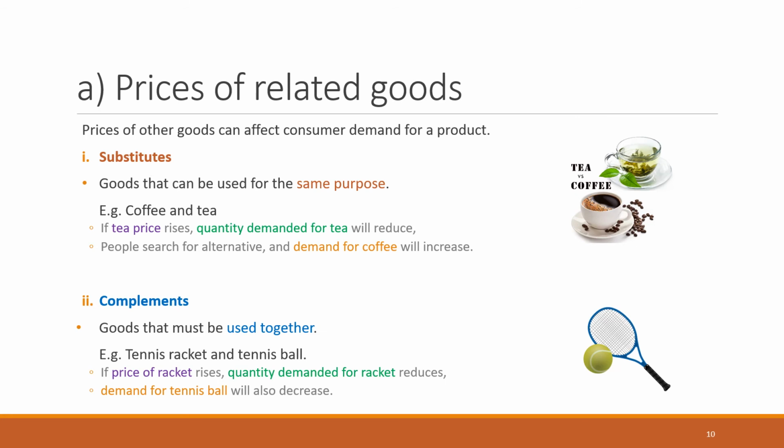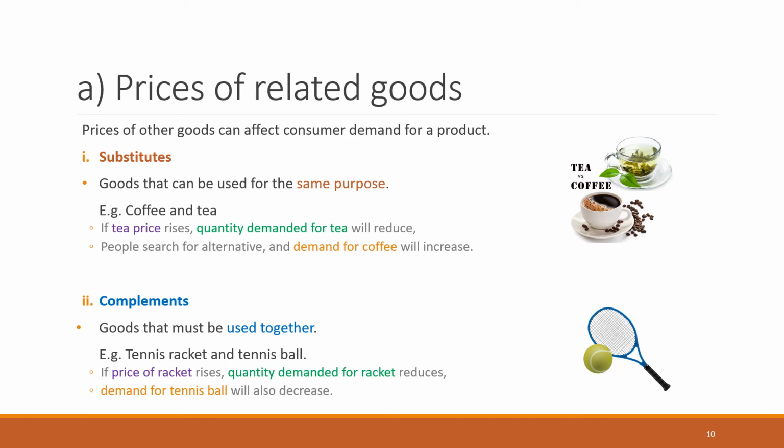Prices of substitutes can affect consumer demand for a product. Substitutes are goods that can be used for the same purpose. For instance, coffee is substitute drinks of tea. If tea price rises, quantity demanded for tea will reduce. Some of the consumers who forgo tea may choose coffee as alternative. This will increase demand for coffee. Therefore, demand curve of coffee will shift to the right.